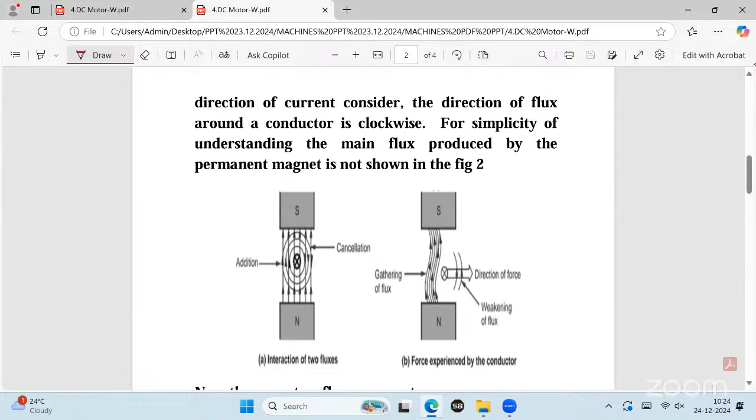Hello? So tell me, within how many diagrams will we complete the working principle? 4.